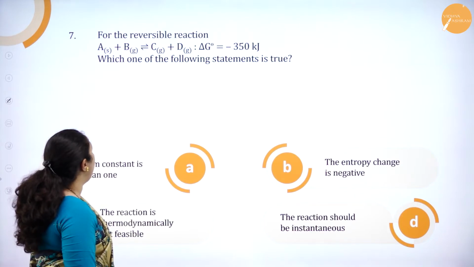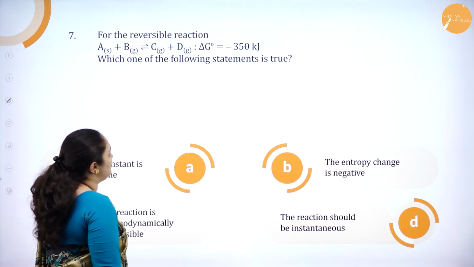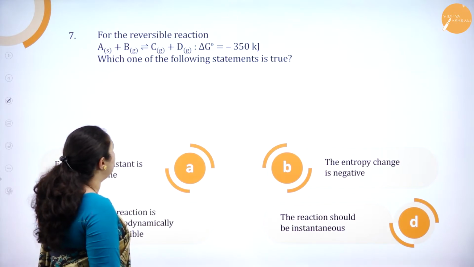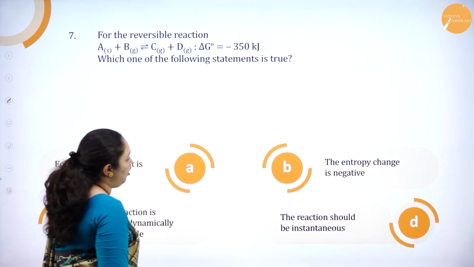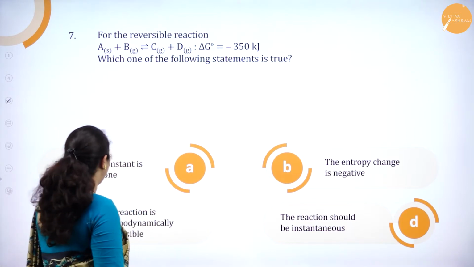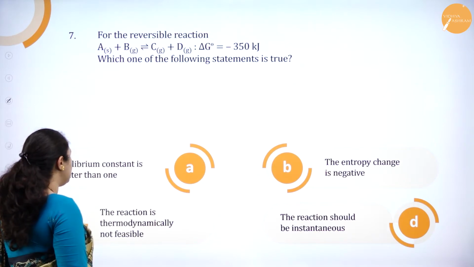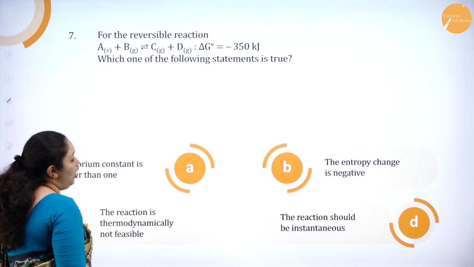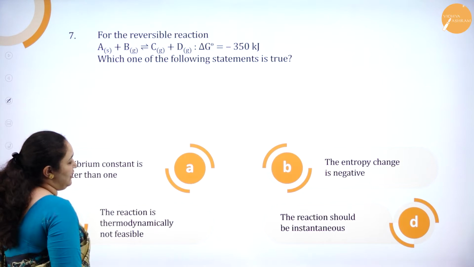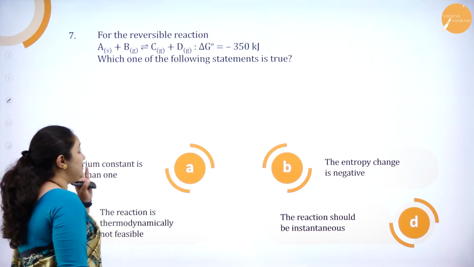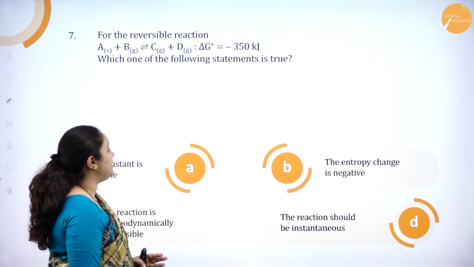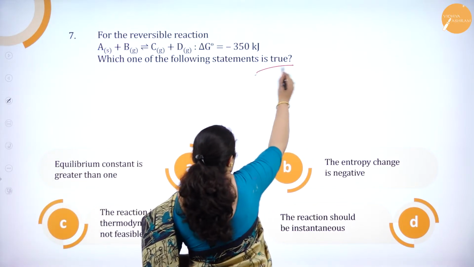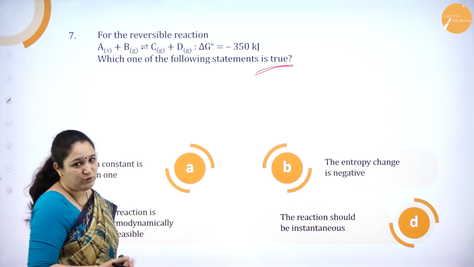For the reversible reaction A plus B giving C plus D, delta G0 is equal to minus 350 kilojoules. Which one of the following statements is true? Option A, equilibrium constant is greater than 1. Option B, entropy change is negative. Option C, the reaction is thermodynamically not feasible. Option D, the reaction should be instantaneous. So, a reversible reaction is given, and which one of the following statements is true, they are asking. That means which is correct is what we have to find out.